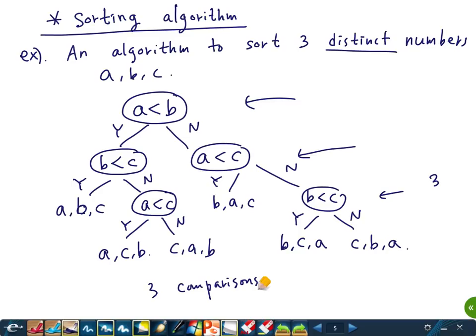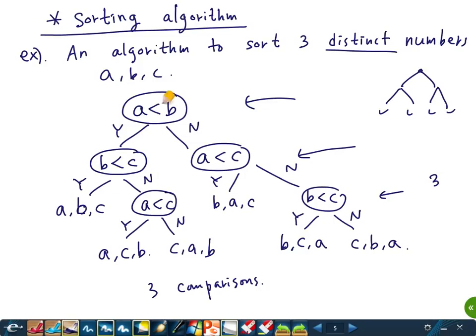Is there a better way to do this? Can we sort a sequence of 3 distinct numbers by doing only 2 comparisons? It's impossible, because if you have just 2 comparisons, the terminal vertices will be 4. You know, first comparison, second comparison, we have 1, 2, 3, 4. But how many possibilities do we have? If you sort A, B, C, there are 3 factorial permutations of this, which is 6. So we need at least 6 terminal vertices. So it's impossible. So this is the best possible algorithm in that sense, because you cannot reduce the number of comparisons in the worst case.